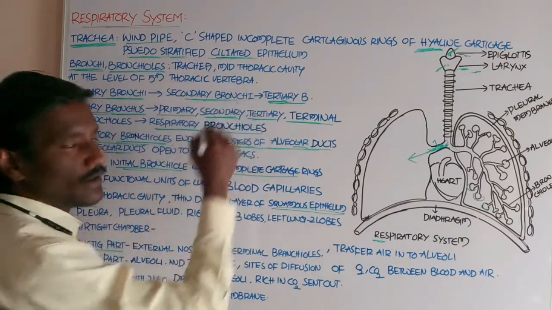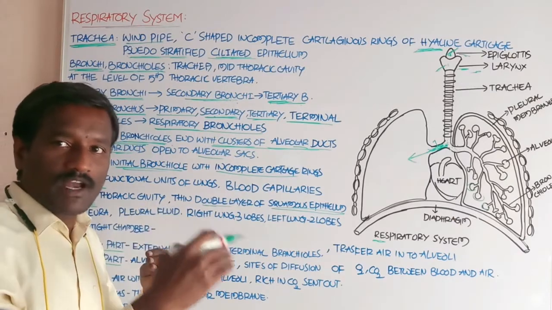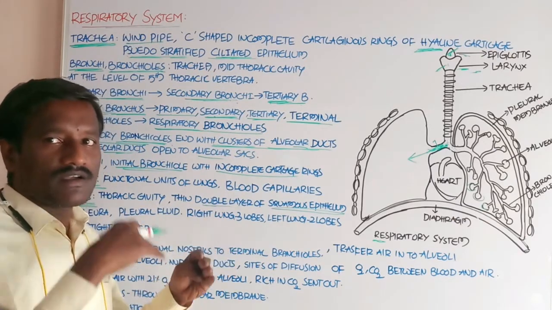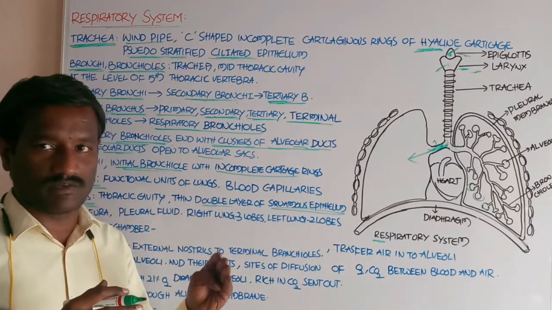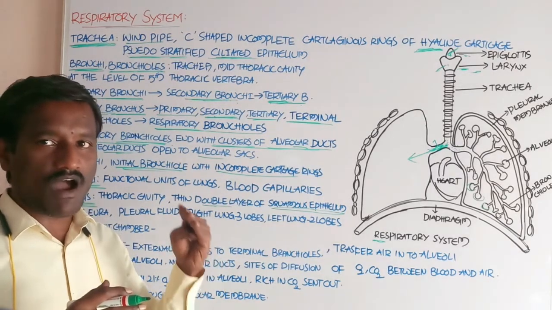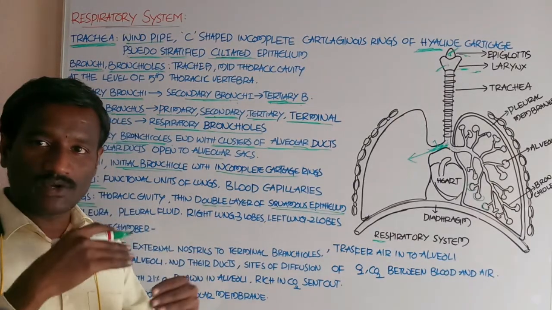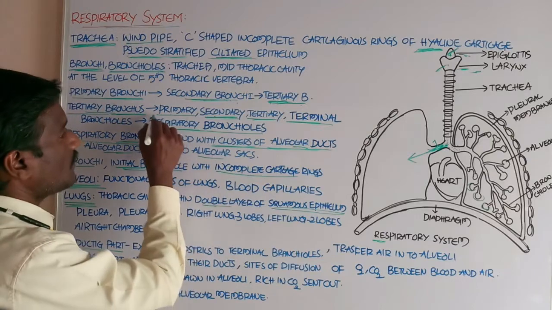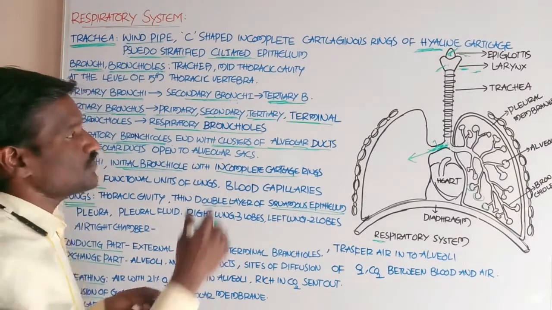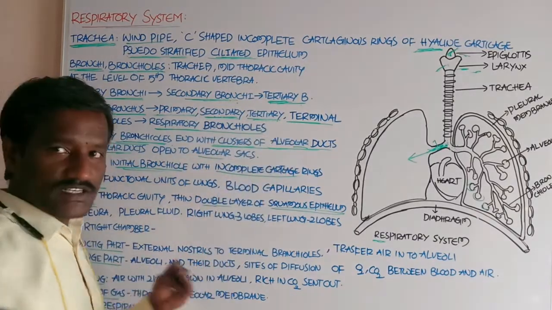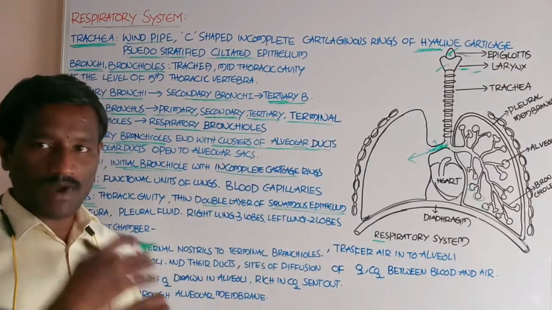Secondary bronchi divide into many branches called tertiary bronchi. Bronchi is the plural, bronchus is the singular. Each tertiary bronchus divides into many branches called primary bronchioles. Primary bronchioles divide into secondary bronchioles, secondary bronchioles divide into tertiary bronchioles, and tertiary bronchioles divide into terminal bronchioles.